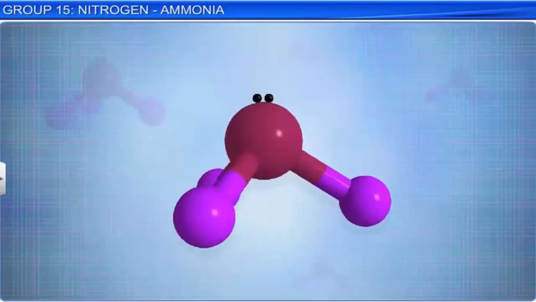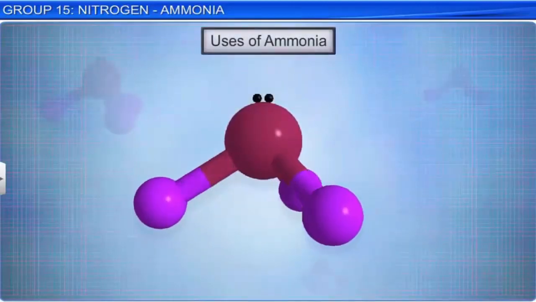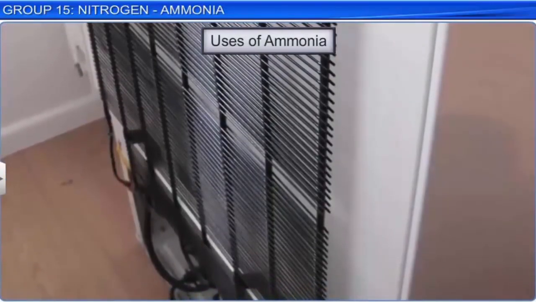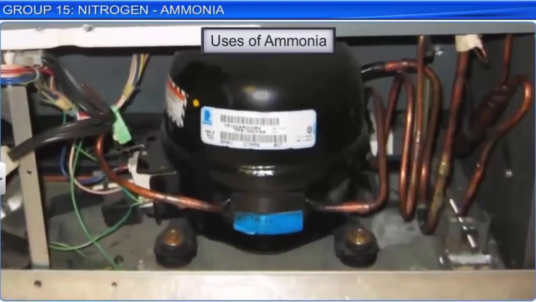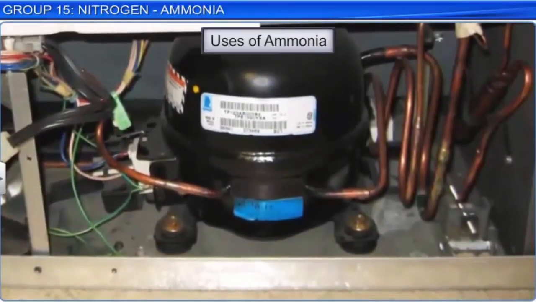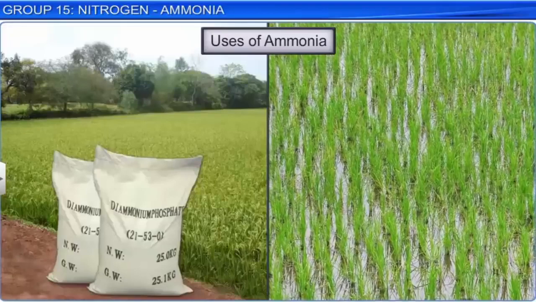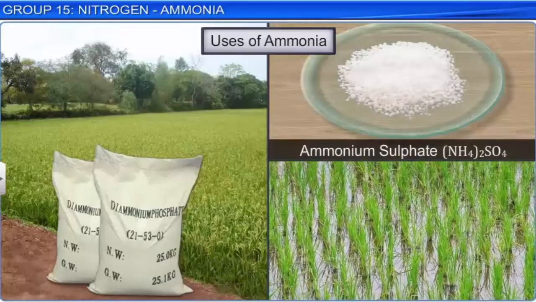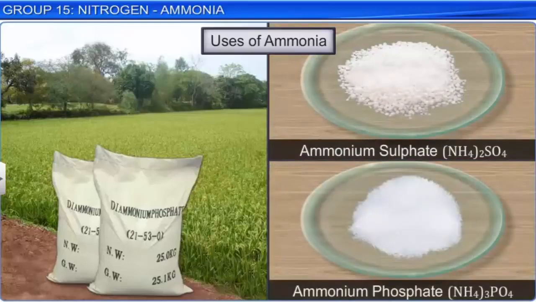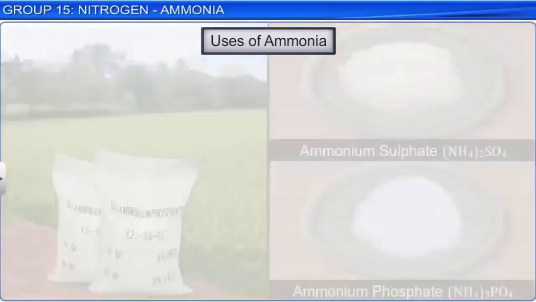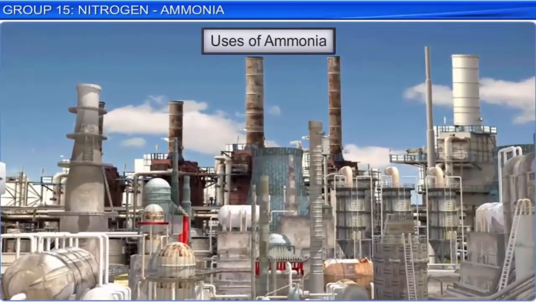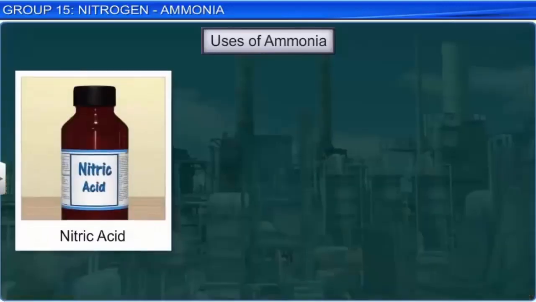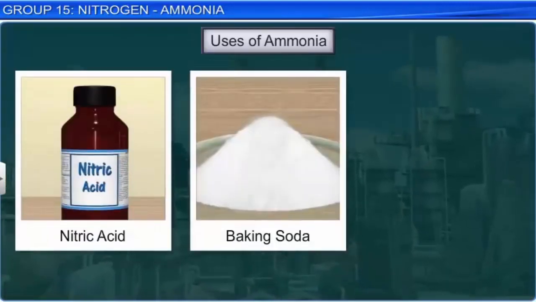Let us now take a look at some uses of ammonia. Liquid ammonia is used as a refrigerant on account of its high heat of vaporization. It is used to manufacture fertilizers such as ammonium sulfate and ammonium phosphate. It is also used in the manufacture of certain industrially important chemicals such as nitric acid, baking soda and washing soda.